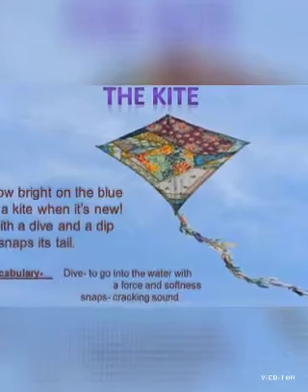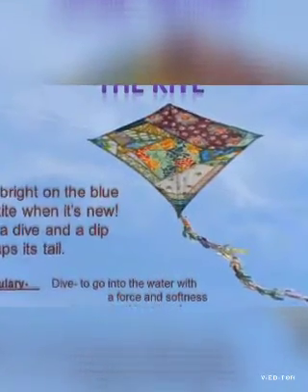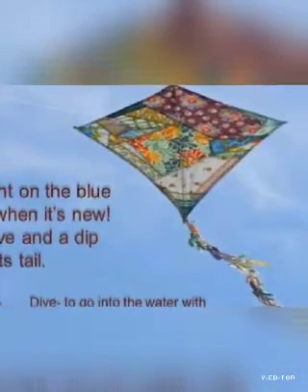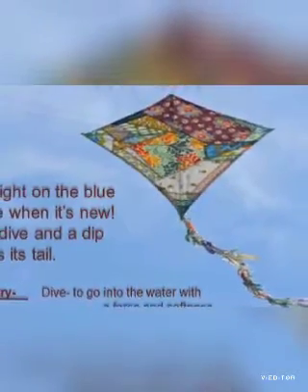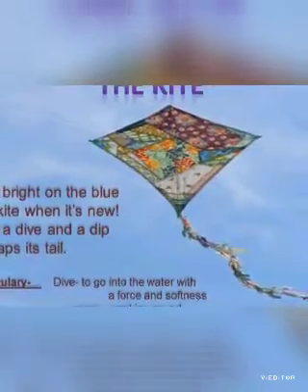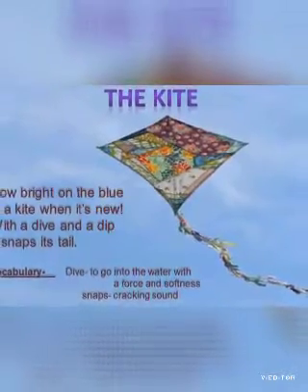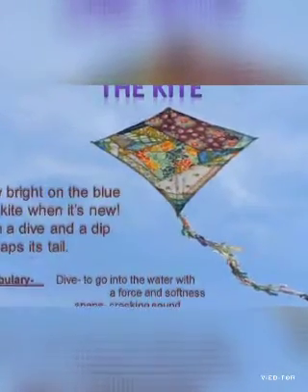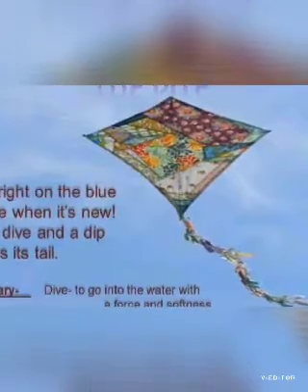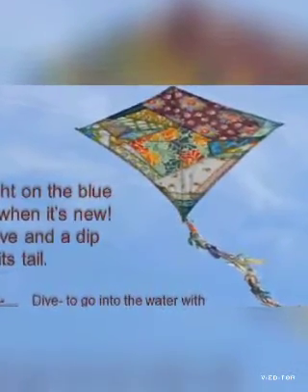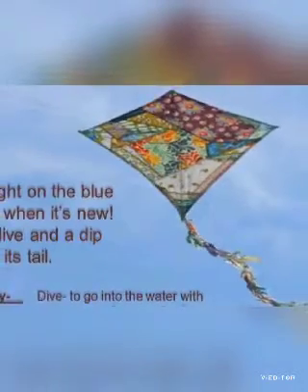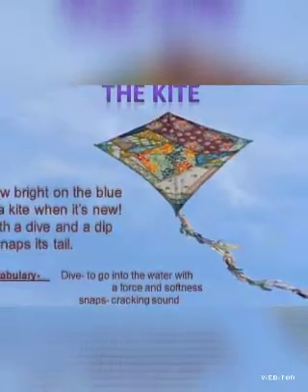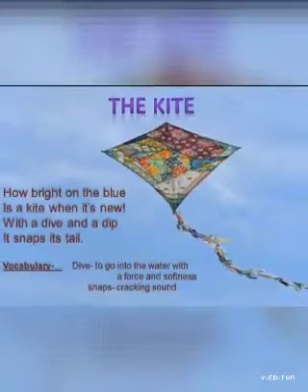Next line, with a dive and a dip it snaps its tail. Here what is the poet saying? The poet says that the kite, with its swiftness as well as its softness in its movement, creates a snap. Snap means a cracking sound in the air. When the kite flies in the sky, you must have heard the cracking sound it makes, that is known as snap. So basically in these first four lines, he admires the movement of the kite, which is so vibrant, so beautiful, so swift. Swift means quick.